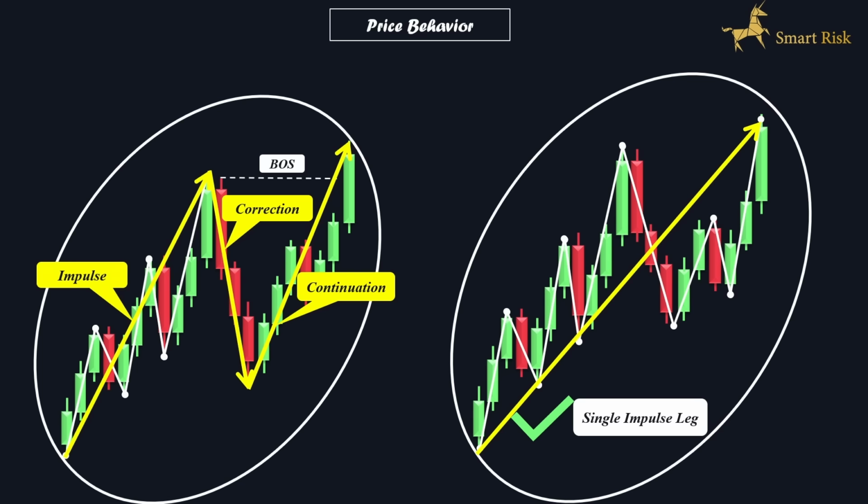These concepts are applicable to bearish markets as well. It's important to note that these principles can be applied across various time frames and any price action-based chart.